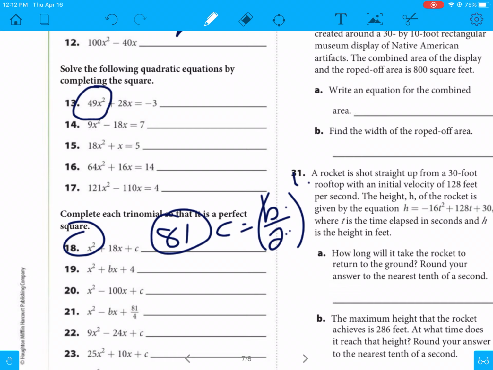If you look at number 20, it's pretty similar to that. So c equals b divided by 2 squared, since there's nothing in front. So b is negative 100, divided by 2, squared. So that would be 2,500. So I hope that helps.